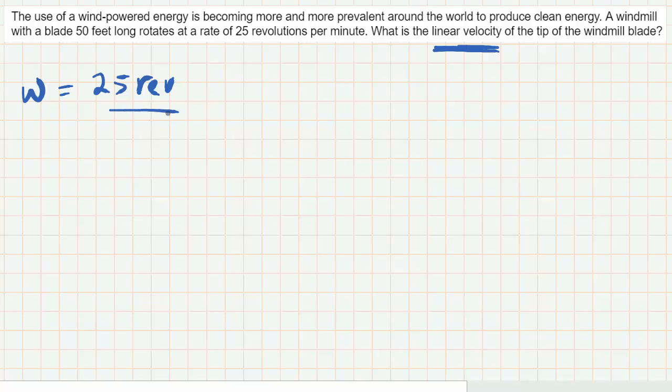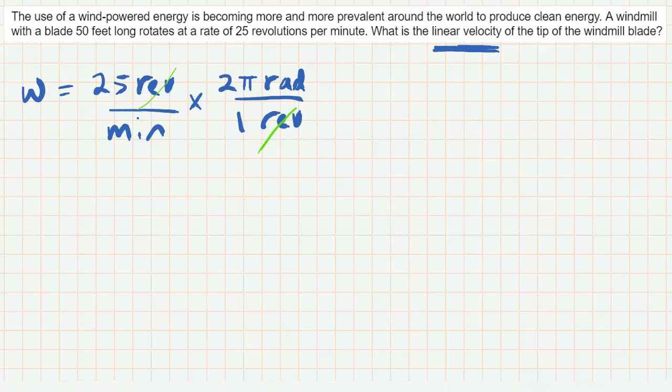We'll take our 25 revolutions per minute. We'll multiply by a conversion factor. We know there are 2 pi radians per revolution. So our units of revolution will now cancel, and we will be left with the proper units for angular velocity, radians per minute. This gives us 50 pi radians per minute.